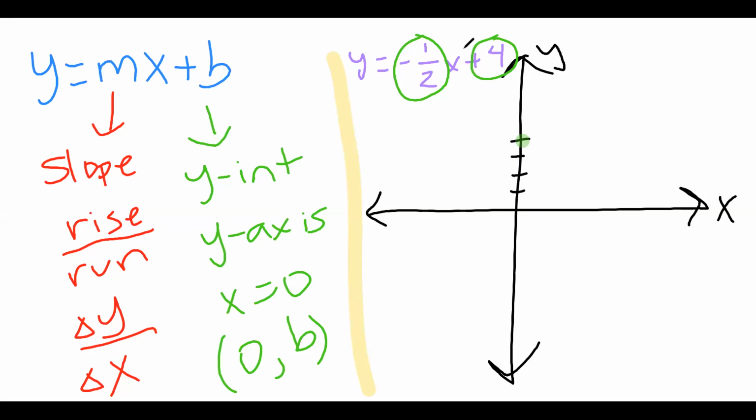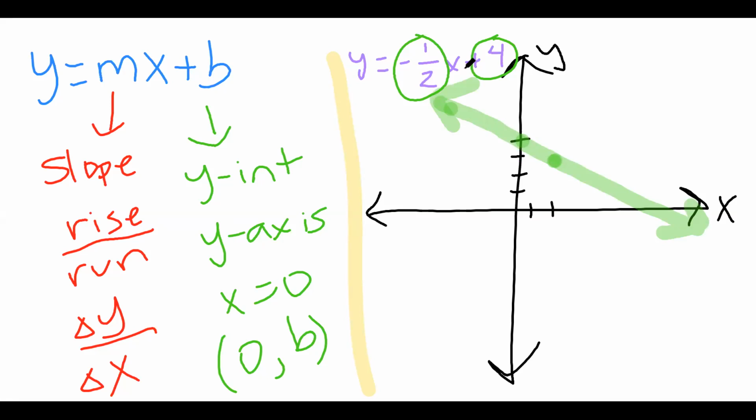We're going to put our next point right there. Down 1 to the right 2, right there. And we'll just go ahead and draw the line like that. And that'll be the line for our graph.